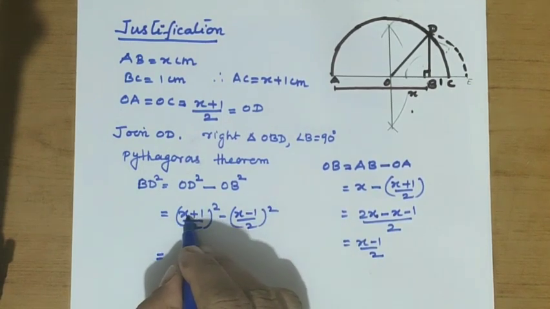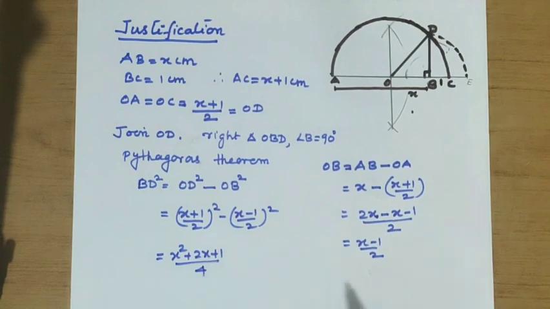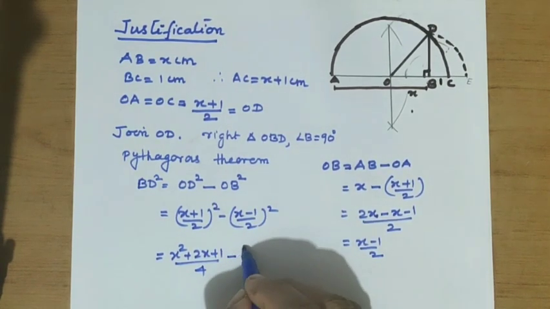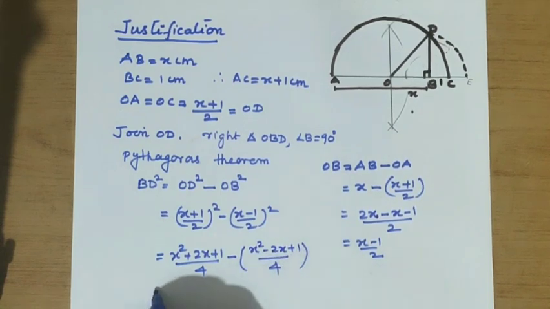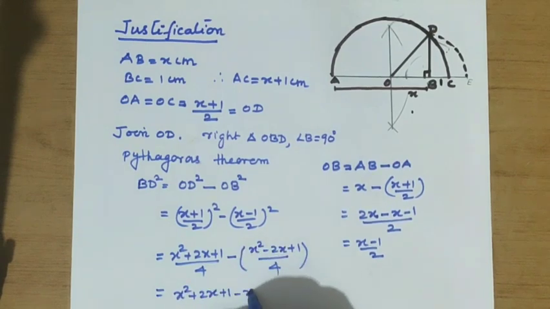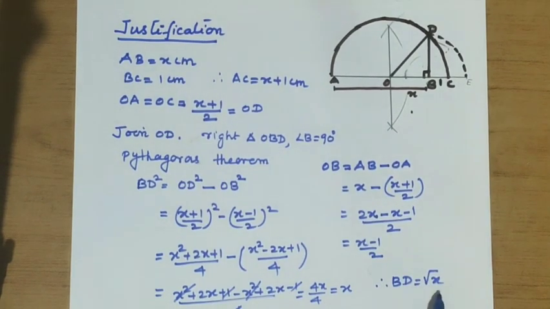Expand the bracket. It is (a plus b) whole square: (x square plus 2x plus 1) divided by 4 because it's a square. Similarly, minus (x square minus 2x plus 1) divided by 4. Denominator is 4 only. So x square will get cancelled, plus 1 minus 1 will get cancelled. So what is remaining? 2x and 2x, so 4x by 4 which is equal to x. Since it is a square, we want BD only. Therefore BD equal to root x.